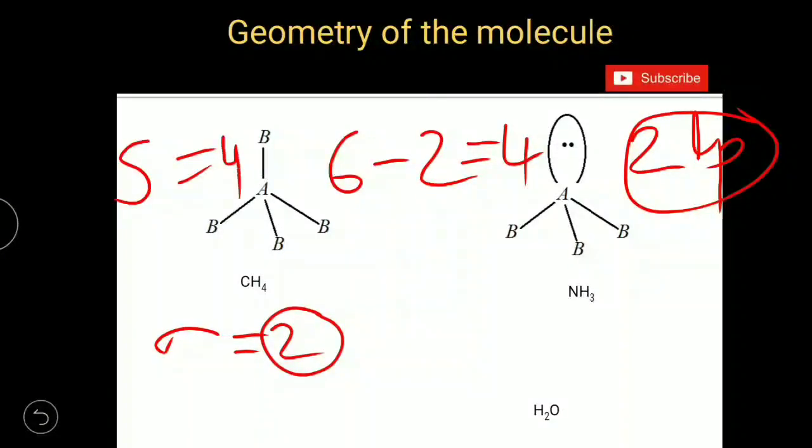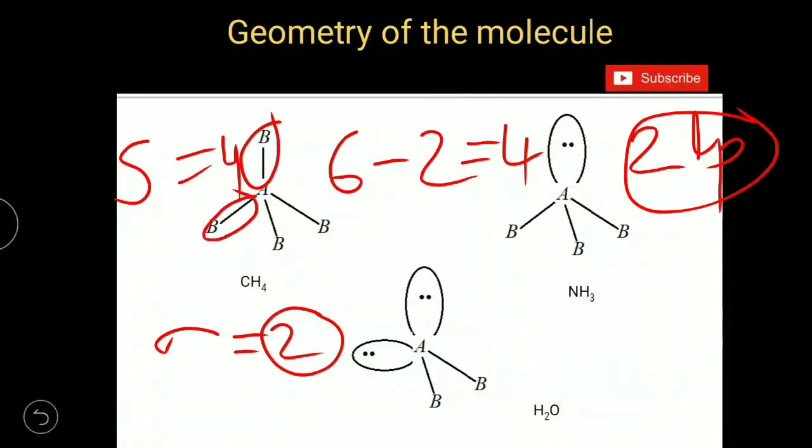If steric number is 4, shape of the molecule should be tetrahedral, but due to presence of 2 lone pairs of electrons, its shape is angular. So in place of 2 sigma bonds here, you are getting 2 lone pairs. So that's why shape of H2O is angular.